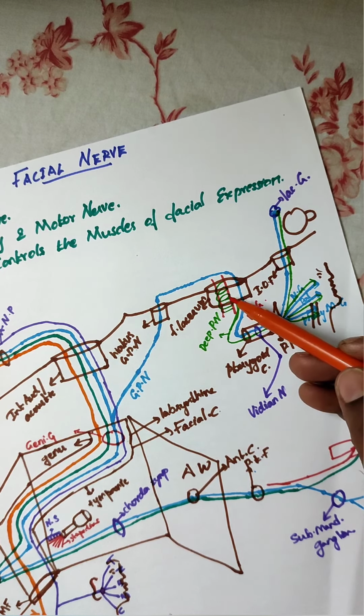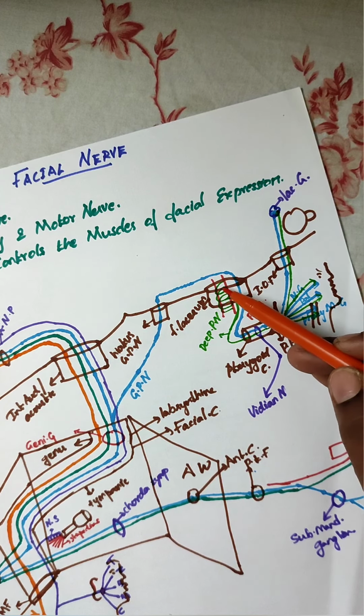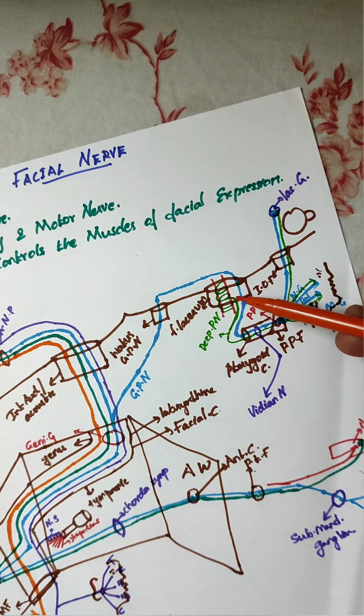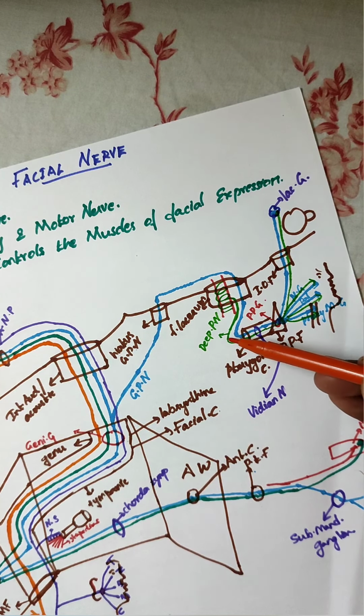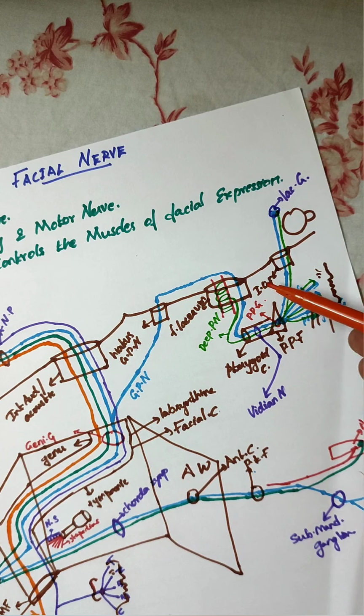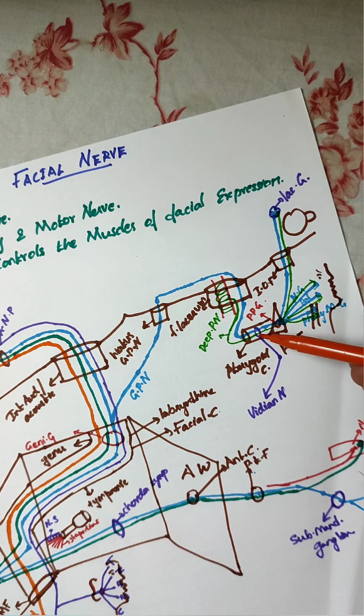In the foramen lacerum, there is an artery which is known as the internal carotid artery. Around the internal carotid artery, there is a plexus of nerves that surrounds it. From the plexus of nerves, sympathetic nerve fibers run out of the internal carotid artery, and this sympathetic nerve is known as the deep petrosal nerve. The deep petrosal nerve and the greater petrosal nerve both enter into the canal known as the pterygoid canal.